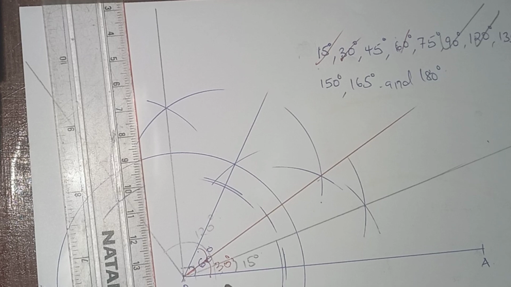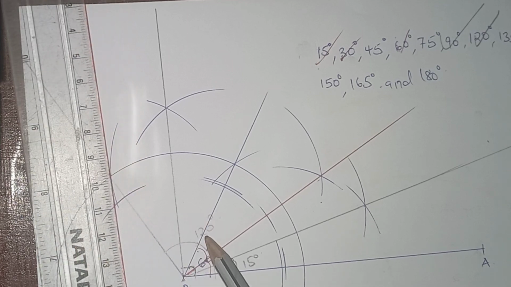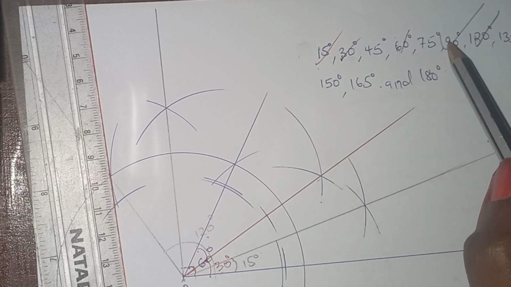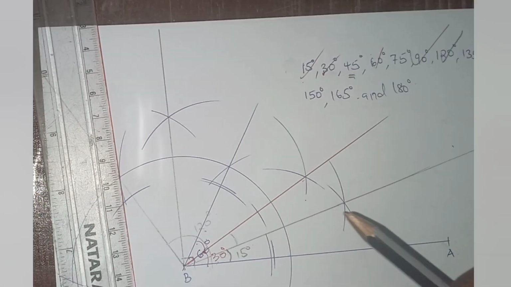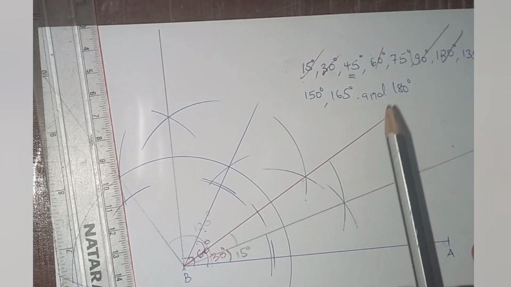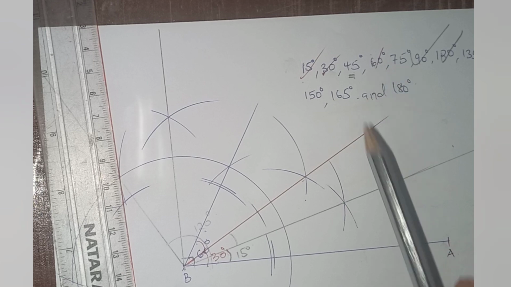So now we know how you will construct 30 degrees, how you will construct 15 degrees, how you will construct 60 degrees, and how you will construct 120 degrees. And there is also 90 degrees. So let us look at how you will construct 45 degrees.